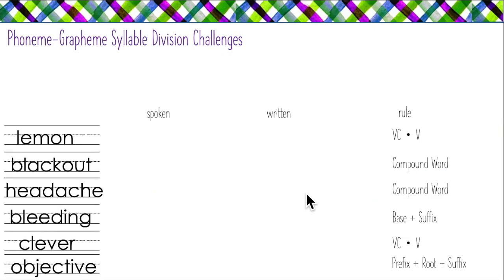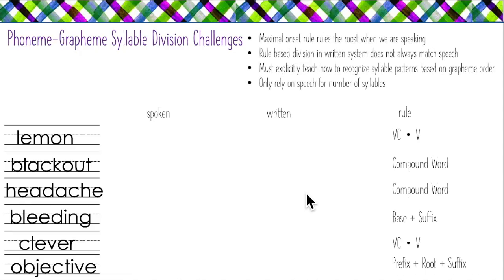Now, when we do that, I want you to be aware, again, of that maximal onset rule: when we speak, we want to move that consonant over to the next syllable. So we cannot base our syllabication rule off of where our speech is saying, right? We explicitly teach that syllable pattern for decoding because our mouth is not going to match what it does.